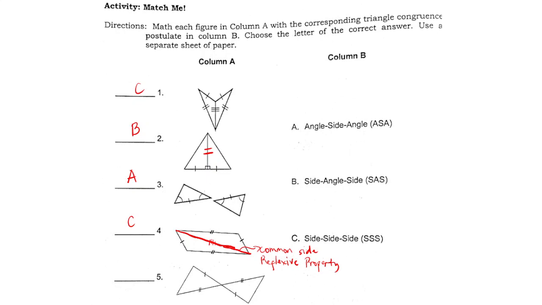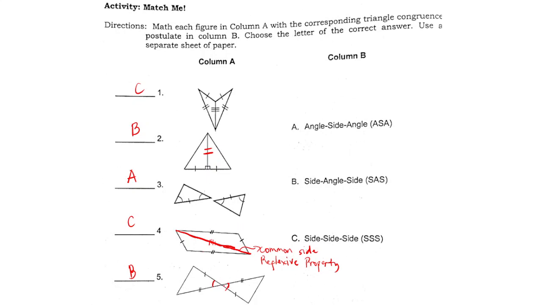Next, number 5. Okay, Anna. See again, we have 2 sides and 1 included angle. Is it side, side, side? Yes, Gian. Okay, B. Side, angle, side.